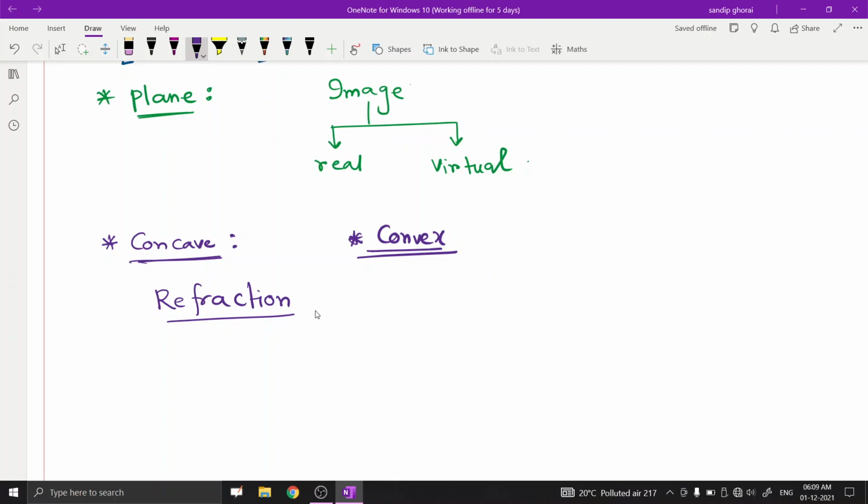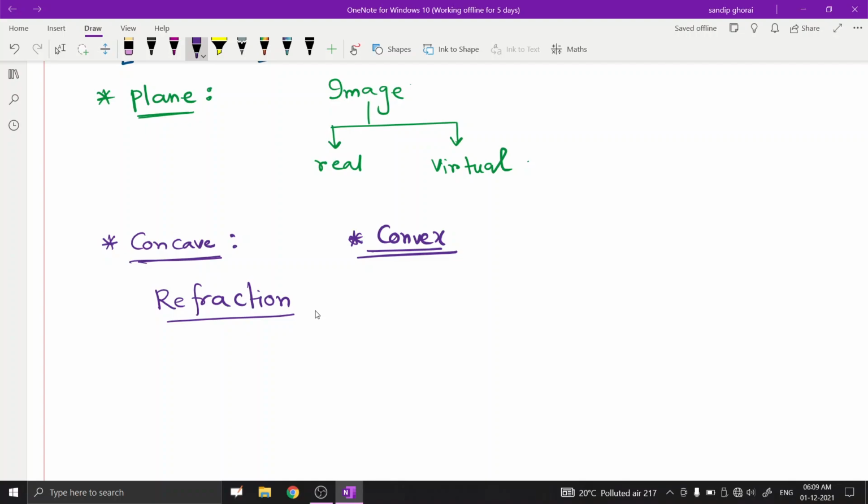There are two rules. We take a rarer medium and a denser medium. If light travels from a rarer to a denser medium, the light gets deviated, or bends, towards the normal. Otherwise, if light moves from a denser medium to a rarer medium, then the light bends away from the normal.